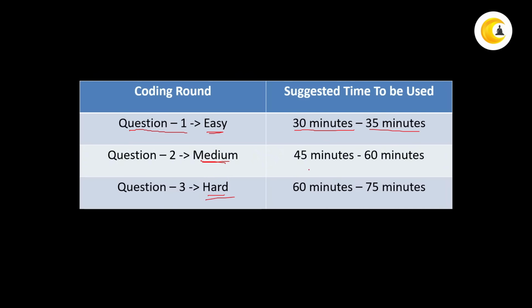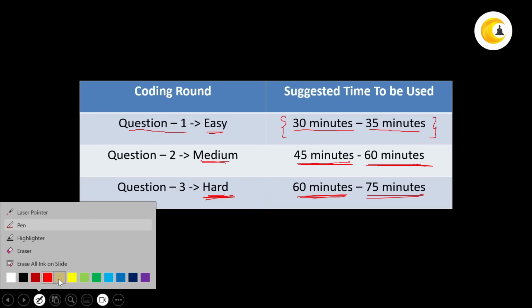Okay, the next one, if it's a medium question, do not spend more than an hour on this. Why do I say this? Because when it comes to the hard question, people usually start to panic, because we have already wasted our time mostly on the easy part. For hard, you need to allocate around 1 hour, 1 hour 15 minutes. It's a must, otherwise it's going to get complicated.